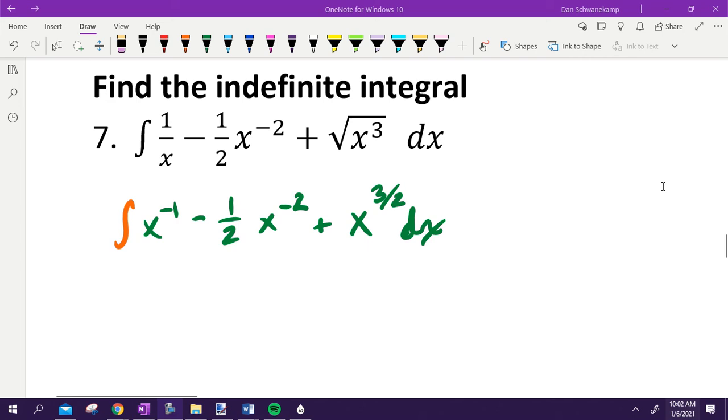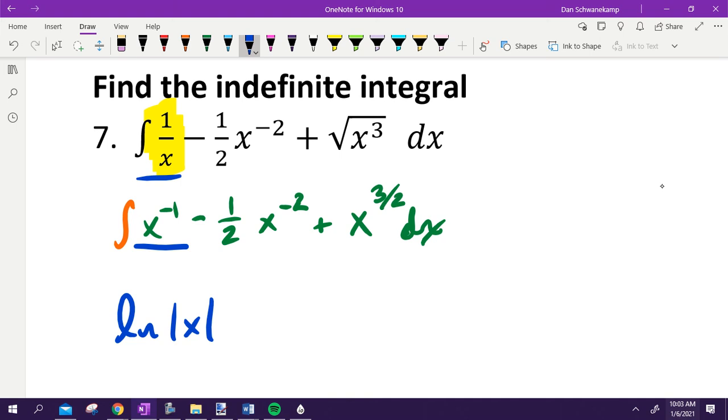I'm just speeding this up here. 1 over x. If I add 1 to my exponent, what's my new exponent going to be? 0. That's an alarm in my brain. So what is the antiderivative of x to the negative 1, or 1 over x? Natural log, absolute value of x. Don't forget those absolute value signs.